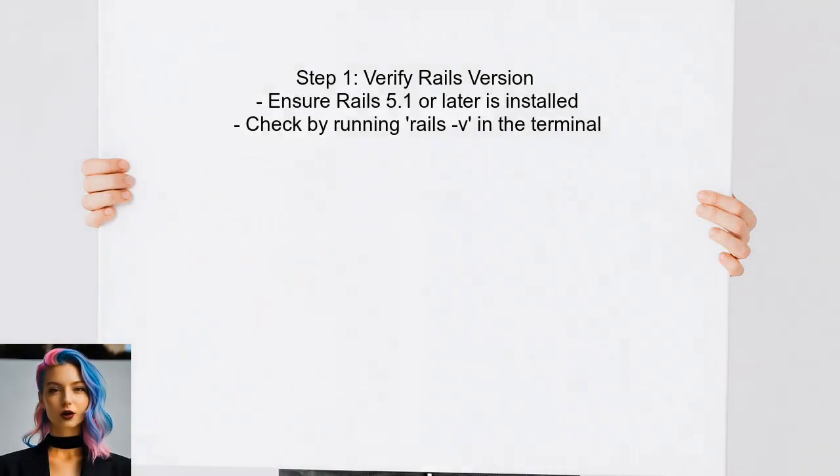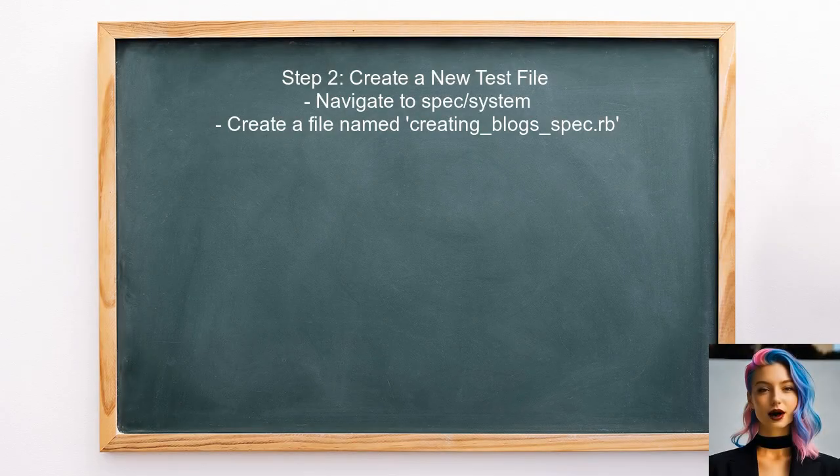To begin configuring Action Dispatch system test case with RSpec, the user should first ensure that their Rails application is using the correct version. This means having Rails 5.1 or later installed. Next, the user needs to create a new test file for their system tests. This file should be located in the spec system directory of their Rails application.